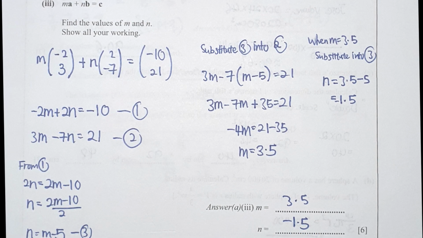As for the third part here, okay, this one is actually a simultaneous equation. The m is to be multiplied into negative 2 and 3, and the n is supposed to multiply into the 2 and negative 7. So for the top row, you will form an equation of negative 2m plus 2n equals negative 10, with a second equation of 3m minus 7n equals 21. Then I run the simultaneous equation calculation, and you get a final result of m equals 3.5 and n equals negative 1.5.